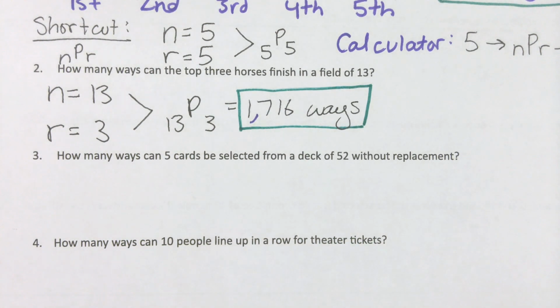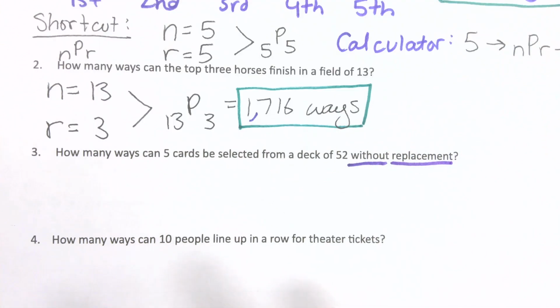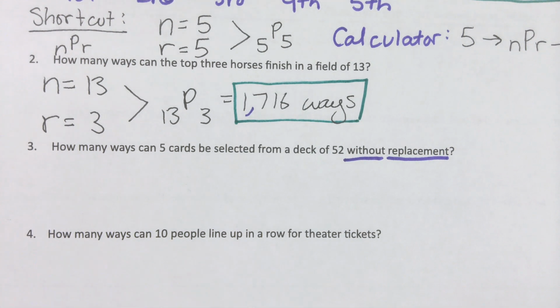Number 3. How many ways can 5 cards be selected from a deck of 52 without replacement? Those are the key words here that make this a permutation problem. Yeah. So, I have a deck of 52 cards. I take one out without replacement. I'm not putting it back. So when I take one card away, I am changing the probability of the other cards being chosen.